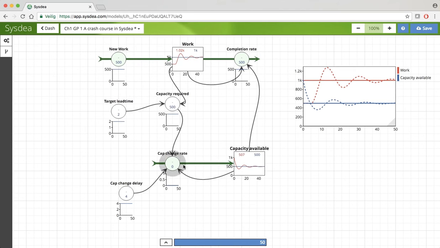You have 500 here. So there's no need to change anything, and the whole oscillation, the chasing of work and capacity, doesn't have to start. So that's a smart way to stabilize a model in equilibrium: to look at the long-term values and see if you can put those in from the beginning.